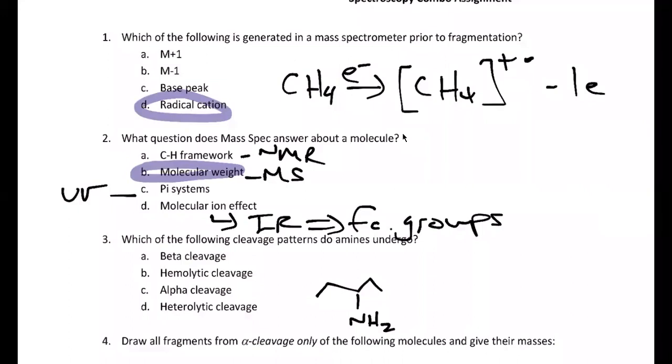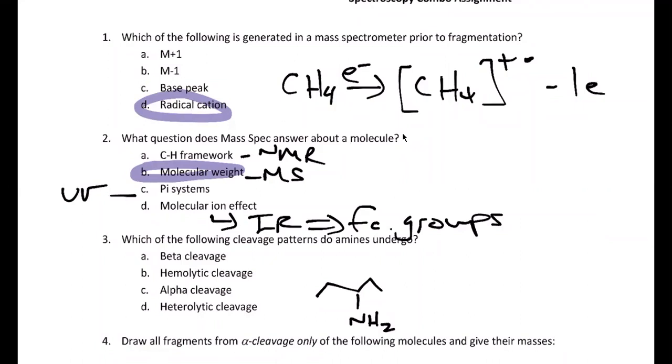I gave you some cleavage patterns when we went over mass spec, right? If it was branched, it would always cleave at a branch point. If it had double bonds, it would cleave at an allylic site. And if it had functional groups like amines or ketones or oxygen, like a hydroxyl group for alcohols, there was one specific cleavage that those types of compounds underwent. Anybody remember?